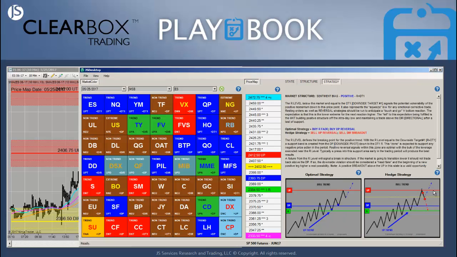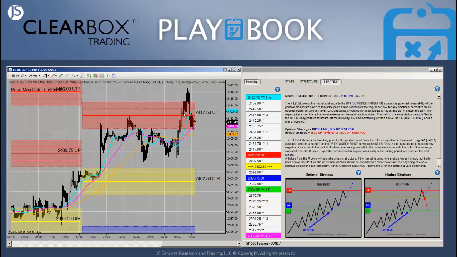So we look at our strategy playbook, and we do have a reversal strategy, a sell UP reversal, and we also have a sell DIR breakout to the downside. We can see that the market has already made a move above the alert distance here, triggering a false breakout by failing here, so we're already in a sell UP reversal.